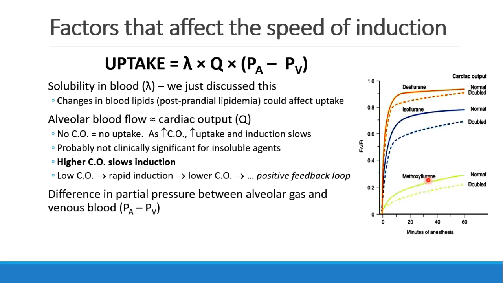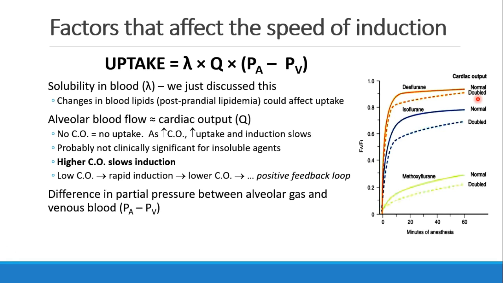Here we see some graphs comparing different drugs. For example, isoflurane with a normal cardiac output and with an increased cardiac output showing a slower induction. And this is true for a number of different agents. It's also interesting that if cardiac output is low, this leads to a rapid induction.